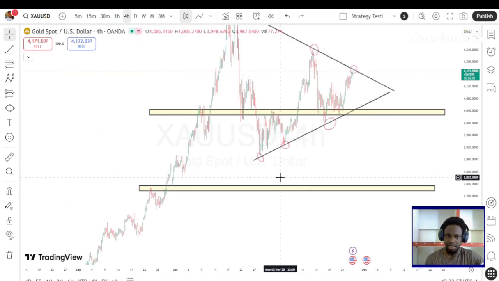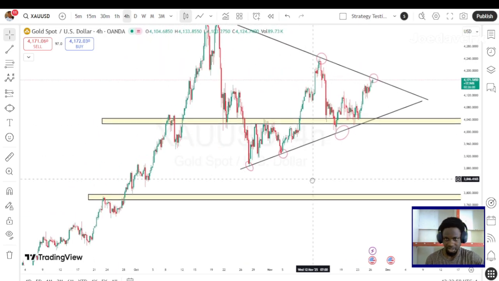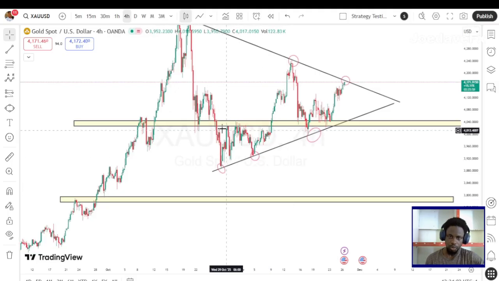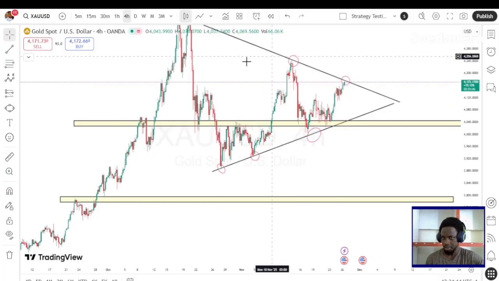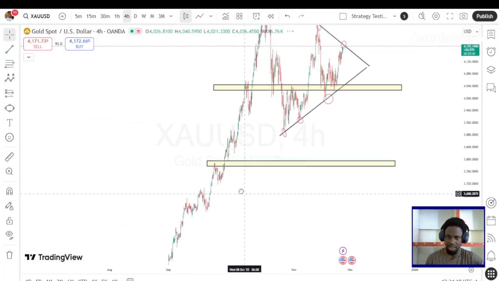Actually, if you watched my last previous video on gold, I was expecting this particular drop to drop all the way to this point, but it only dropped a little, and this particular trade took me out at break even, and it started rallying up before it later formed this triangle.